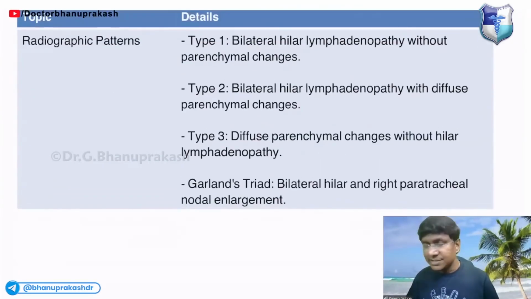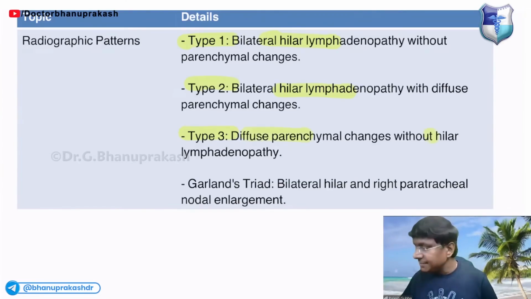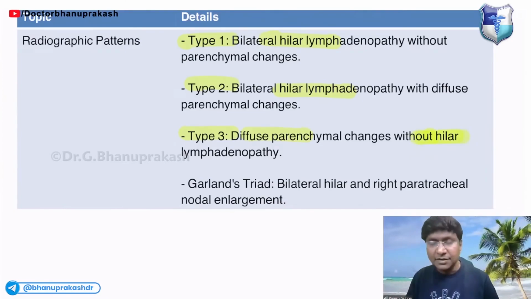Whenever you take the chest X-ray, apart from bilateral hilar lymphadenopathy, you have totally 3 types of chest X-rays in sarcoidosis: type 1, type 2, and type 3. Type 1, there will be bilateral hilar lymphadenopathy, but parenchymal involvement will not be there. Type 2, bilateral hilar lymphadenopathy will be there, along with that, parenchymal involvement also will be there. Type 3, you will have diffuse parenchymal changes, but hilar lymphadenopathy will not be there.